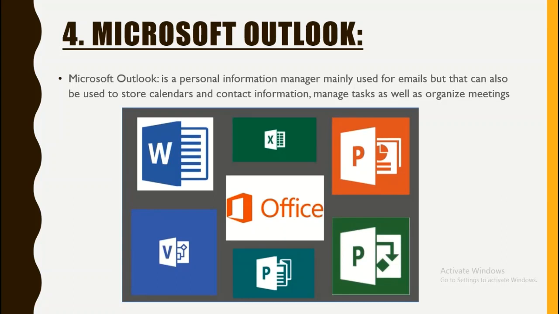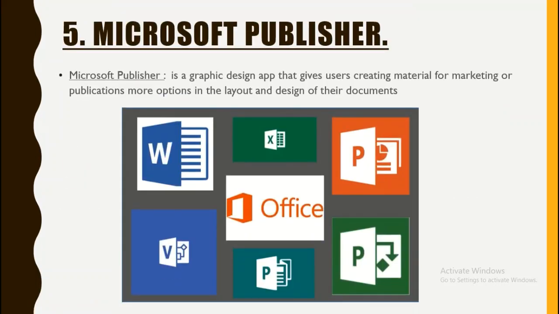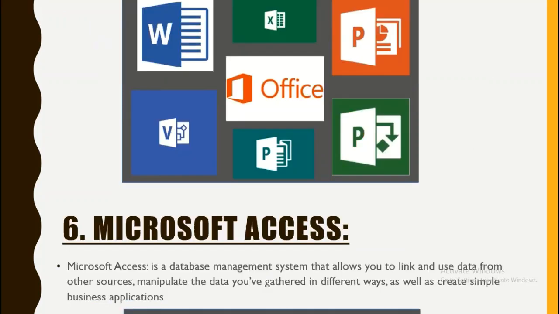So the fourth one is Outlook. Outlook is actually used for the management of information like emails. This enables us to store calendars, contact information and manage tasks as well as organize meetings. So the fifth one is Microsoft Publisher. Microsoft Publisher is actually a graphic designing app that gives users creating material for marketing or publications more options in the layout and design of their documents.